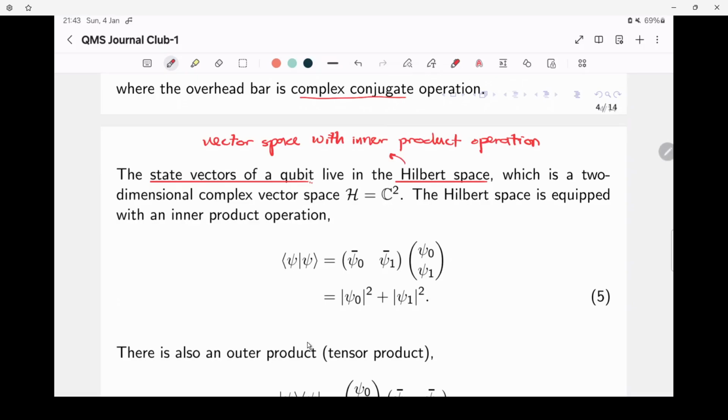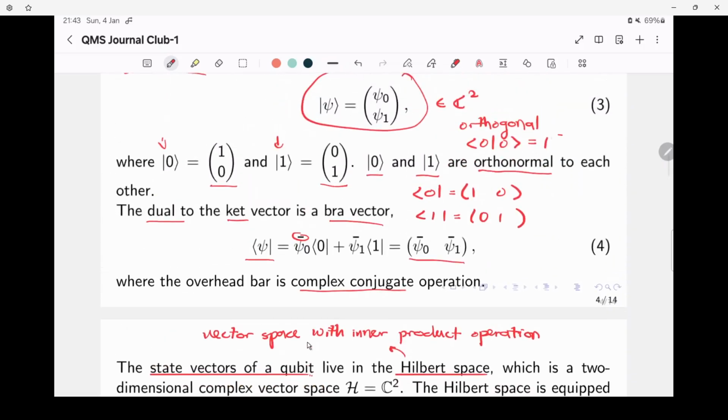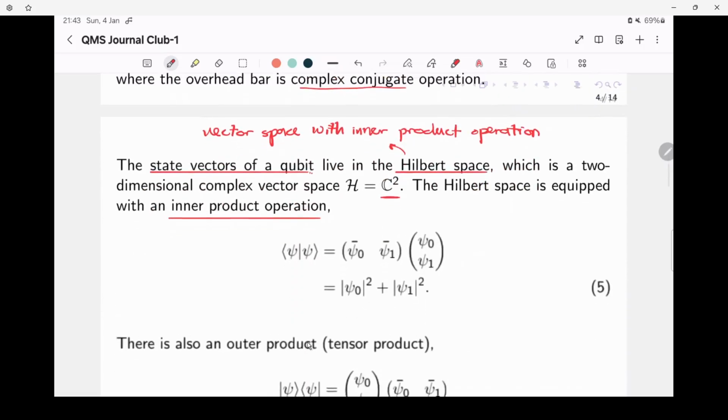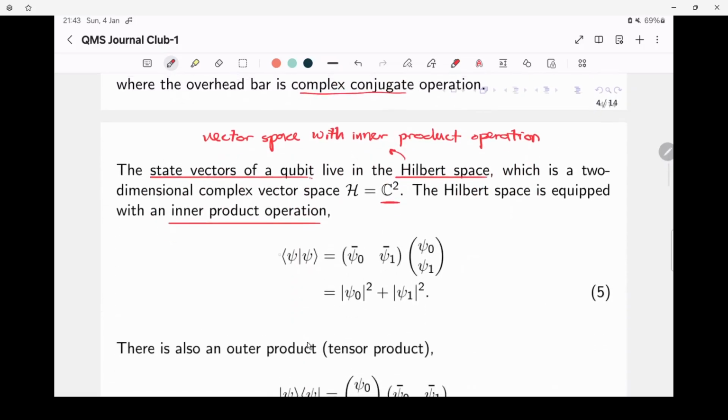So for one qubit, basically it is just C2. And like I said, you have an inner product operation, which corresponds back to the definition of orthonormality. So you can perform the inner product through a combination of bra and ket, and you can write it in matrix form: the row vector multiplied with the column vector, and when you multiply them together, it gives you a number. Right now we don't want to look at what this number means.